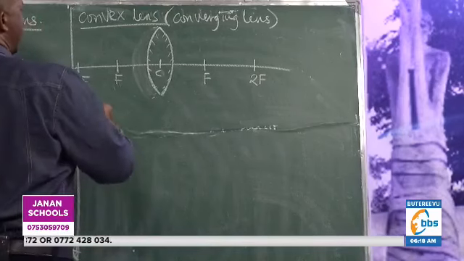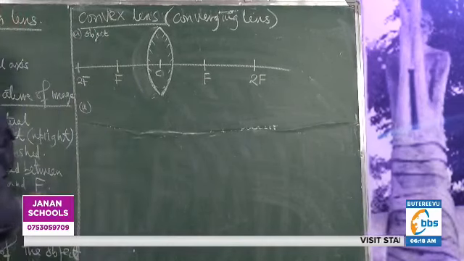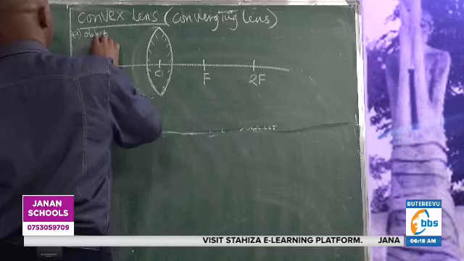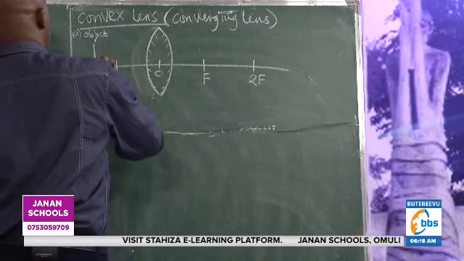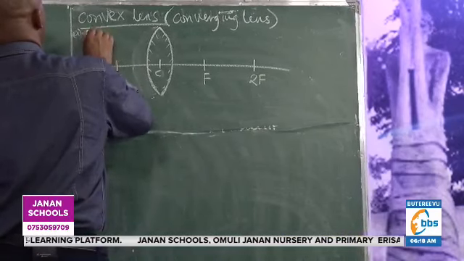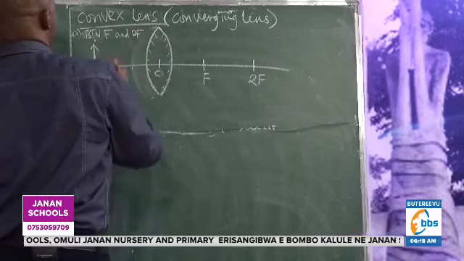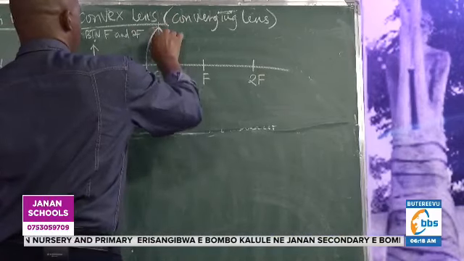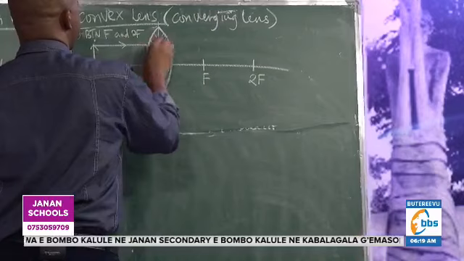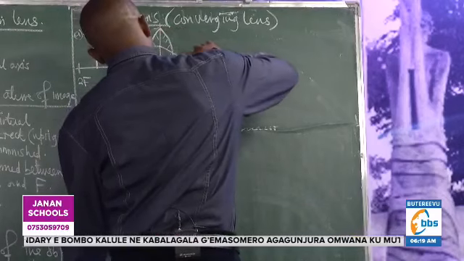If we put the object, I can use this as case one, and I say that the object is between F and P. Object between F and P. If I have an object here between F and P, between F and 2F, a ray that is parallel to the principal axis will be refracted to pass through the focal point.